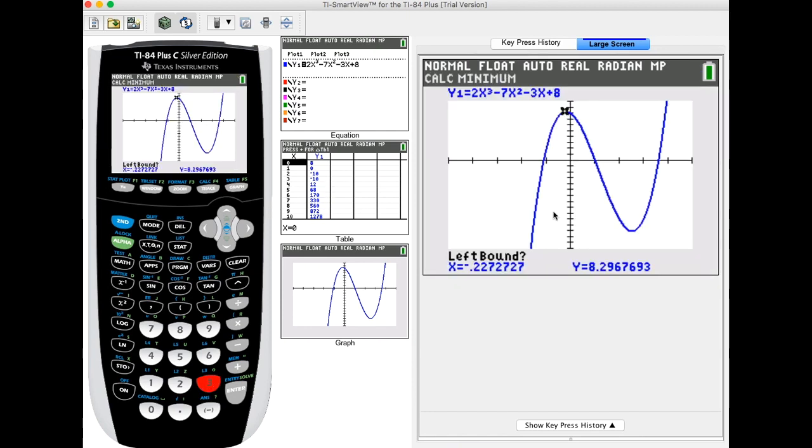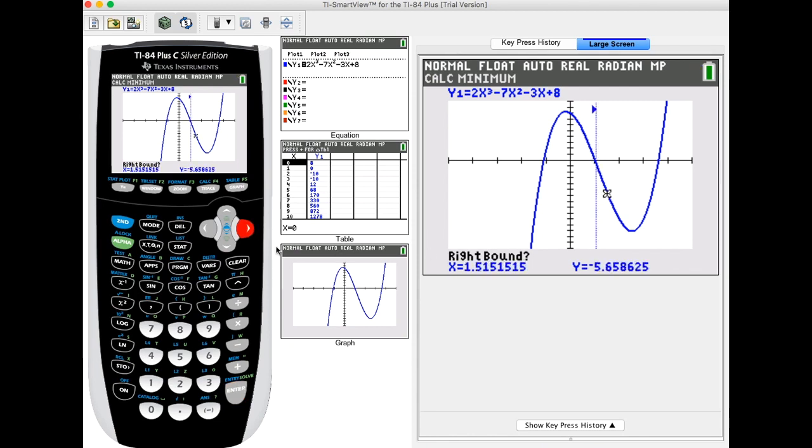Okay, so now it's asking me left bound. So let's go a little bit closer. Okay, but you don't need to go so close. Here's the minimum I'm looking for. My cursor is to the left of it. So I'm going to hit enter to say, yeah, my cursor is to the left of the minimum, right? As long as you don't include the maximum in there, you should be okay. If you want to get closer, you can.